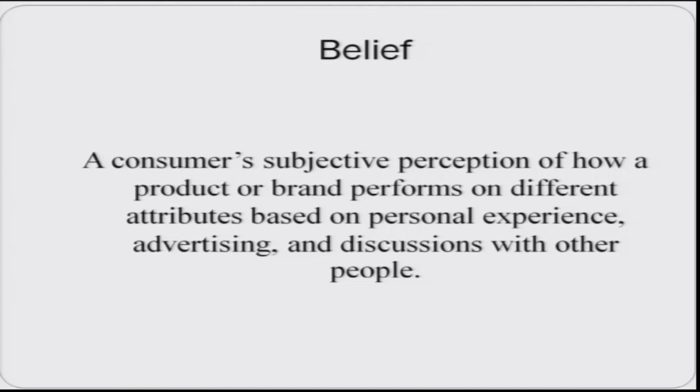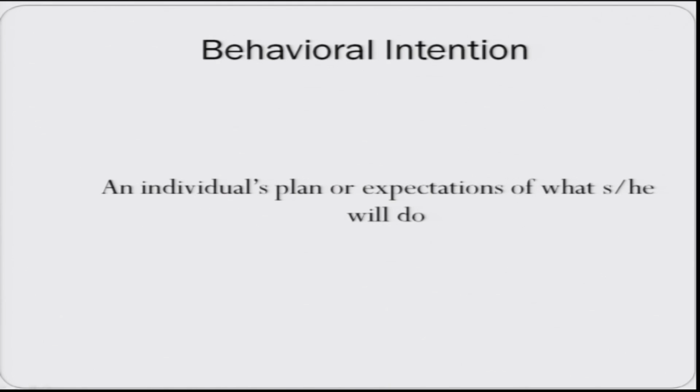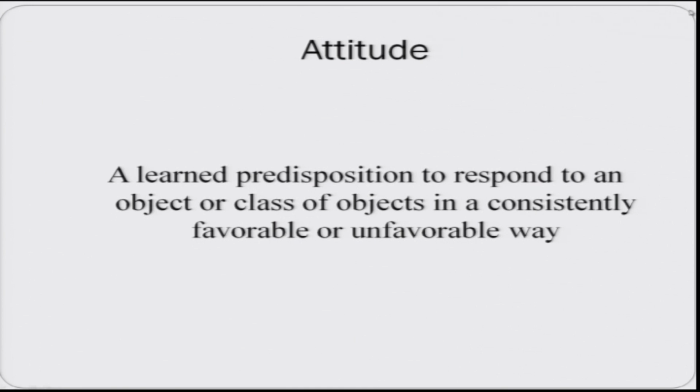I talked about the first thing, which is belief. Belief is a descriptive statement about a particular object, so that sums up your opinion about something. Then we talked about behavioral intention, which is a plan based on your belief about how you are going to react to something. Attitude is a learned predisposition to respond to an object or a class of objects in a consistently favorable or unfavorable way. So, there are some important things: it is a learned disposition, it is always towards a specific object, it is consistent, and it is either favorable or unfavorable.